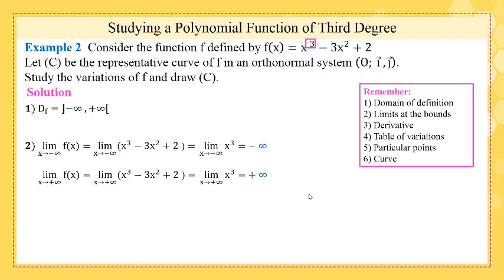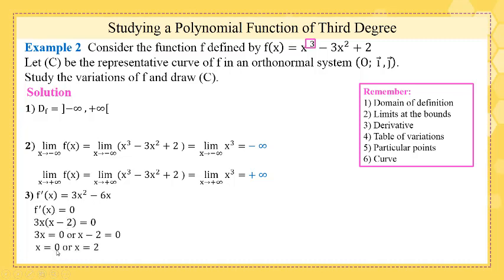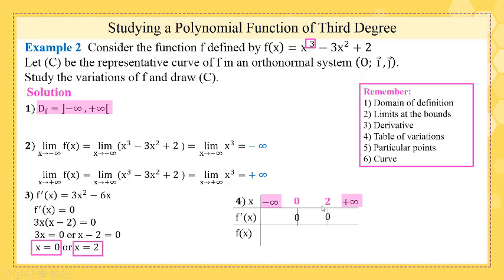The third step, determine the derivative function and its roots. F prime of x equals 3x squared minus 6x. F prime of x equals 0, so x equals 0 or x equals 2. Fourth step, set up the table of variations of f. The domain of definition is minus infinity, plus infinity, so we will write it here. The roots of f prime of x are 0 and 2, so we will write them here.